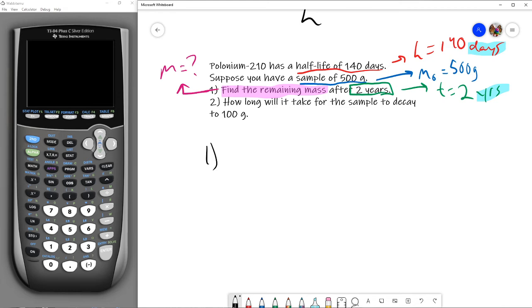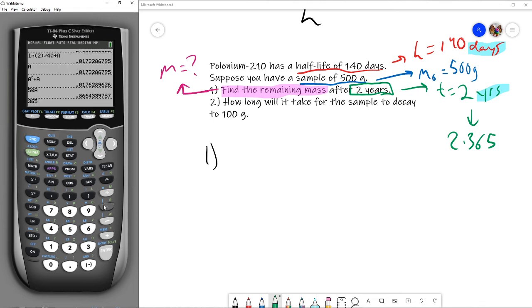And then in this case, we want to think about 2 times 365, because there are 365 days in a year. So let's see what that is. So t is going to be 730.